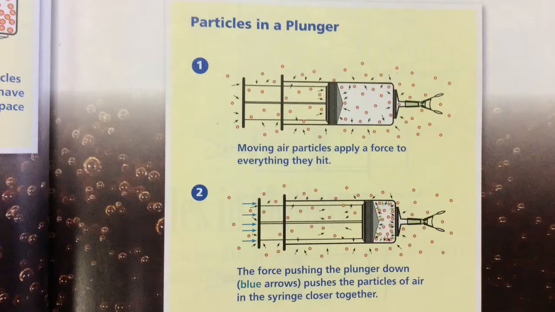At the bottom of page 31, we can take a closer look at that. Particles in a plunger. Moving air particles apply a force to everything they hit. The force pushing the plunger down, which is the blue arrows, pushes the particles of air in the syringe closer together.